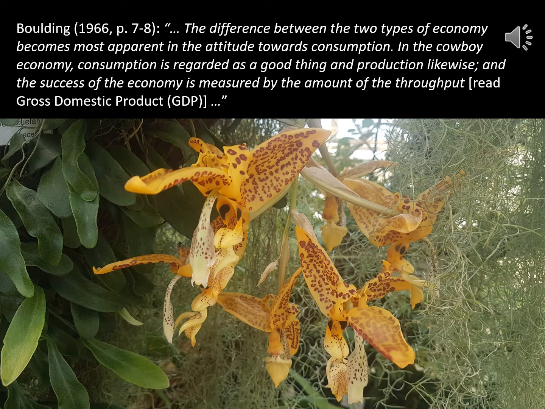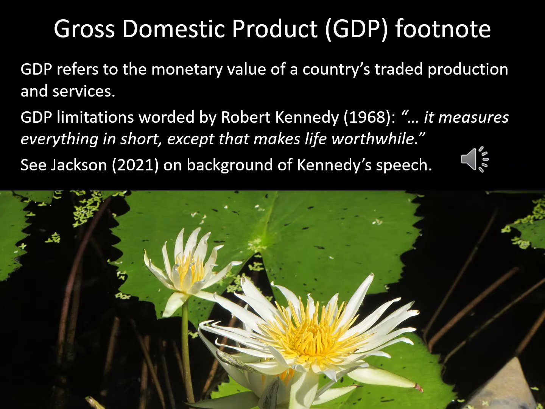"The difference between the two types of economy becomes most apparent in the attitude towards consumption. In the cowboy economy, consumption is regarded as a good thing, and production likewise. And the success of the economy is measured by the amount of the throughput." Read gross domestic product, GDP. GDP refers to the value of a country's traded production and services.